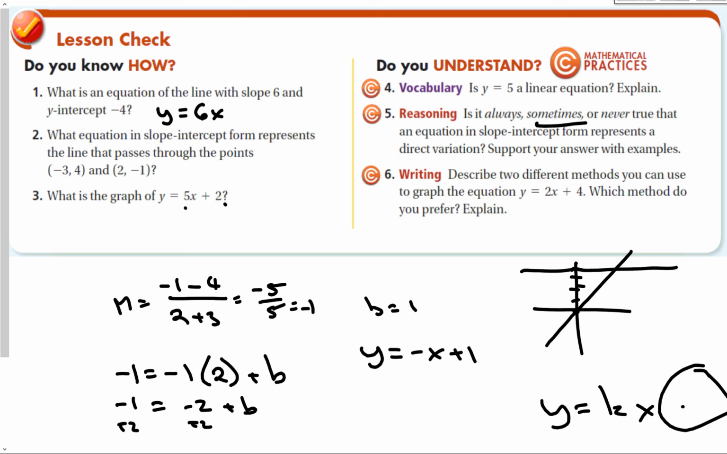Describe two different methods you can use to graph the equation y is equal to 2x plus 4. You can plot points, right? We can make a table, but the better way is to start at positive 4, the y-intercept, and then to get my next point, you would go up 2, right 1. Use the slope. And that is slope-intercept form.